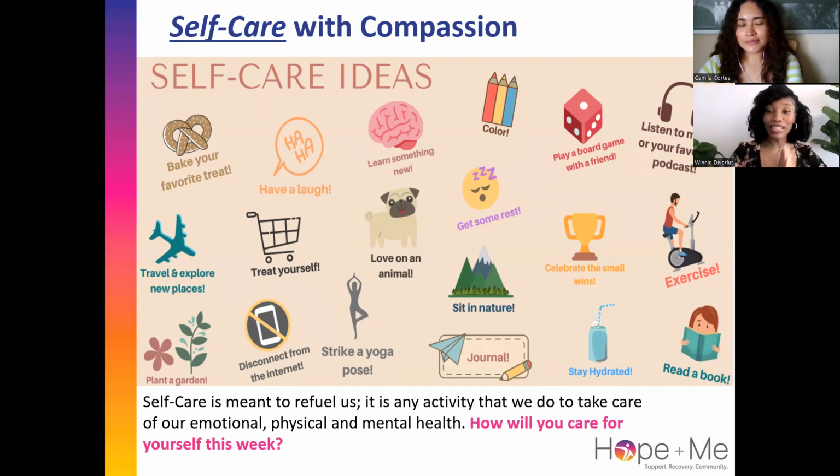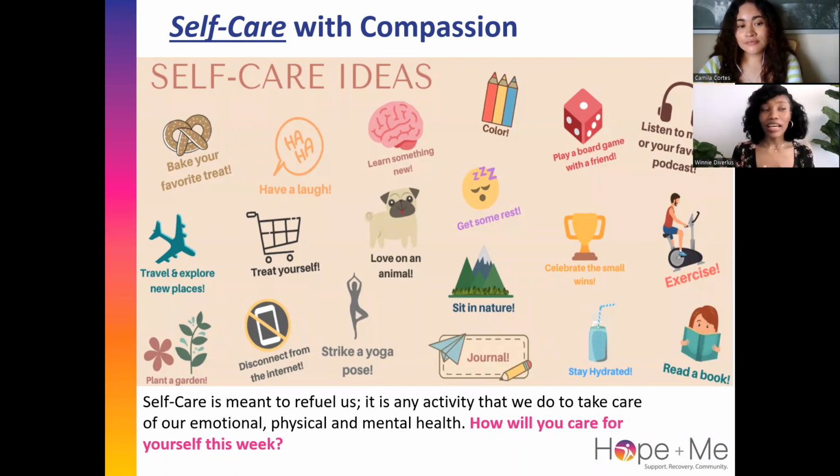Striking a yoga pose, again, calmly moving our bodies, moving our joints, and feeling the changes within our bodies, and disconnecting from the internet. Easier said than done. I know that that's a personal goal for myself, but that can just be reducing the amount of internet usage of your day from maybe 3 hours to now 2.5 hours, and celebrating that small win as well.